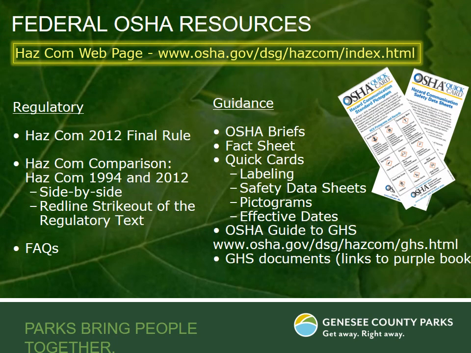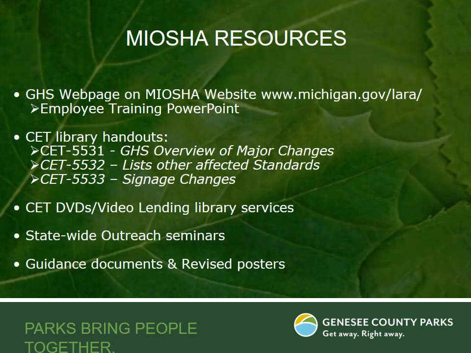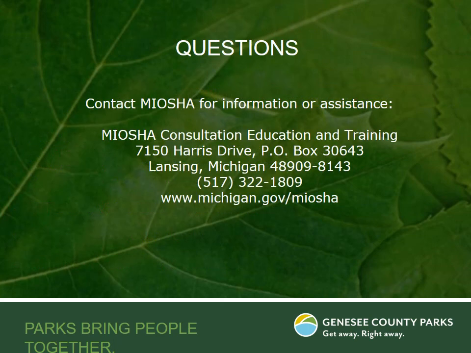Federal resources can be found on the OSHA website, shown here, and include such things as fact sheets, updates to OSHA briefs, and quick cards including labeling, safety data sheets, pictograms that can be printed out and carried with you for immediate viewing. MIOSHA resources can be found at the Michigan MIOSHA website. And for questions relating to any of this information, you can go to the Michigan.gov MIOSHA website here.